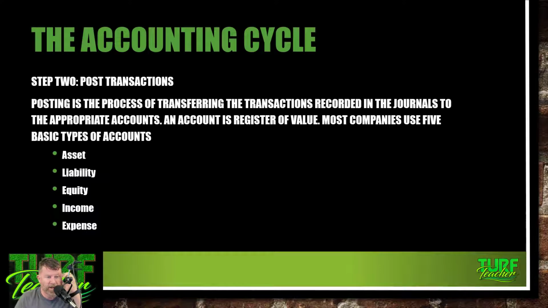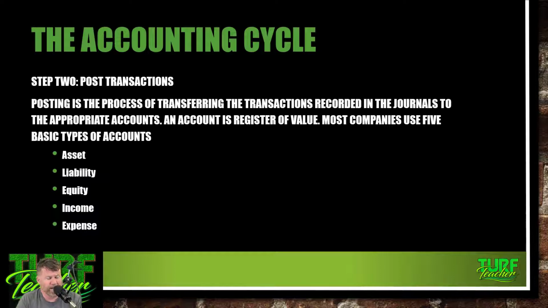Step 2 is post the transactions. Posting is the process of transferring the transactions recorded in the journals to the appropriate accounts. An account is a register of value. Most companies use 5 basic types of accounts: asset, liability, equity, income, and expense. Asset, let's say, is your truck. The loan that you have on the new truck is the liability. What you have in cash value from the truck, let's say you only owe $30,000 on it and it's worth $50,000. You've got $20,000 in equity.